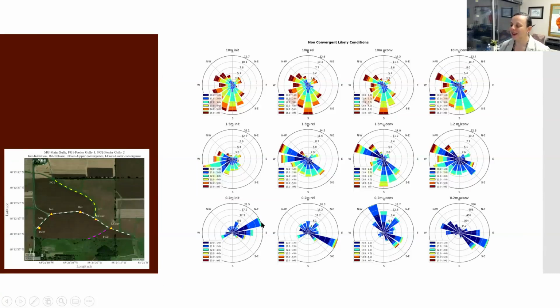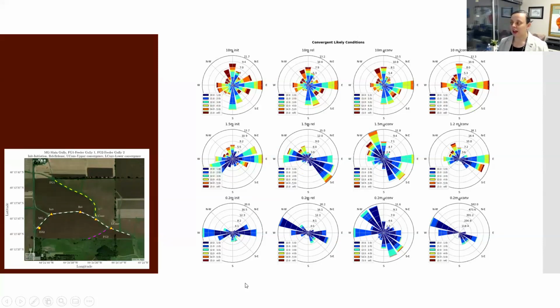Me go back. Wind moving in the, this is the normal conditions, wind moving somewhat up gully at initiation and release, and a little bit more dispersion in the wind direction as we move to the lower parts of the gully. These are the data that's flagged as convergent likely. Again, same conditions at the higher levels, mixed conditions at the lower levels, just 1.5 meters above the ground, and a totally different condition at the upper convergence level, or the upper convergence tower, excuse me.